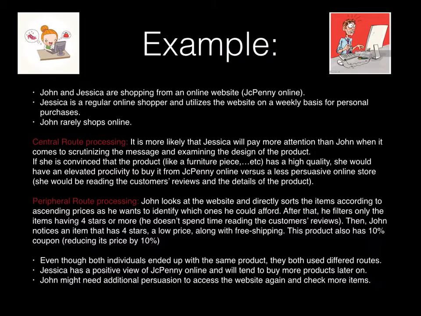As for John, it is anticipated that he's going to follow the peripheral route. He would probably look at the website and first start by sorting the prices from low to high. And then he would probably look at all those items with 4 stars without having to spend time reading the customers' reviews. And then John might end up purchasing an item that has also a free shipping offer with a coupon, probably. So both these individuals might end up buying the same product.